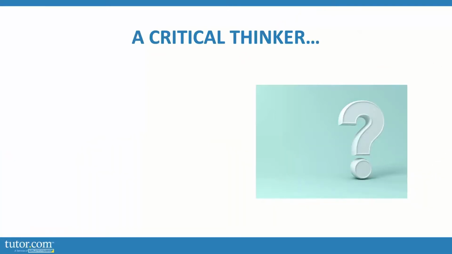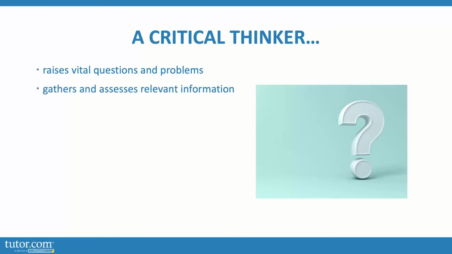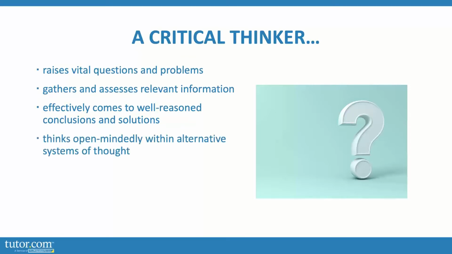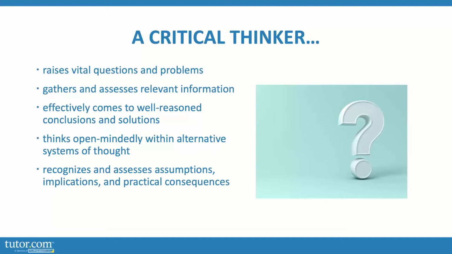So what does it take to be a critical thinker? Now, these are all reasons to think critically in our everyday lives, but how does critical thinking lead us to be better students and maybe better writers? A lot of what we're talking about today is going to relate to writing. So a critical thinker raises vital questions and problems. A critical thinker gathers and assesses relevant information. A critical thinker effectively comes to well-reasoned conclusions and solutions. A critical thinker thinks open-mindedly within alternative systems of thought. And a critical thinker recognizes and assesses assumptions, implications, and practical consequences. A lot of words there. And a critical thinker communicates effectively with others.